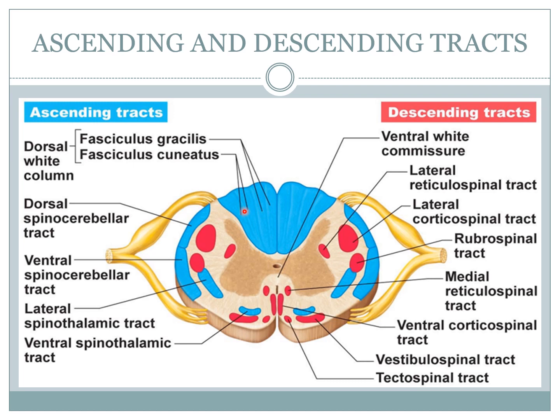These are ascending tracts. On this side, in red, I have shown you descending tracts. First, this is the lateral reticulospinal tract, this is the lateral corticospinal tract, this is rubrospinal, this is medial reticulospinal, this is the ventral corticospinal tract, this is the vestibulospinal tract, and this is the tectospinal tract. We will discuss the details of these tracts in a separate lecture, inshallah.